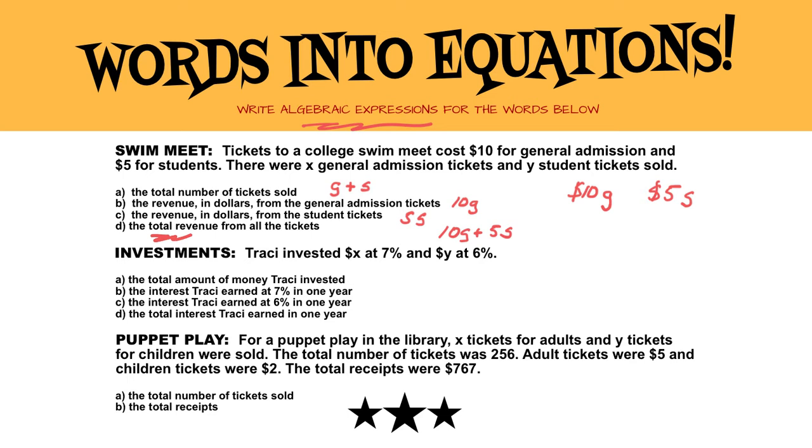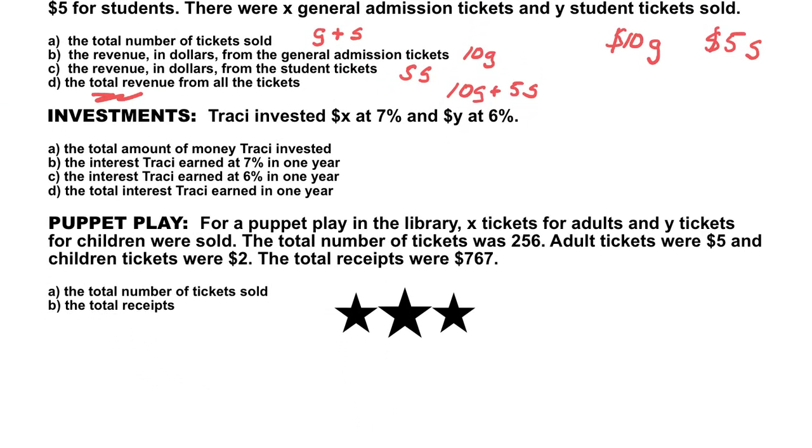As we're going through this video, just a reminder that you can try to answer the questions ahead of me, so pause the video and then check to see if you get the right answer. My next example, we've got X dollars at 7% and Y dollars at 6%. The total amount of money Tracy invested, so just the money, would be the X plus Y.